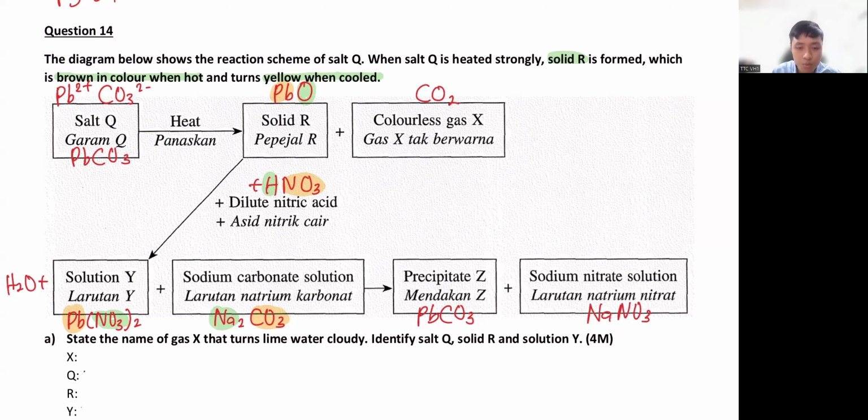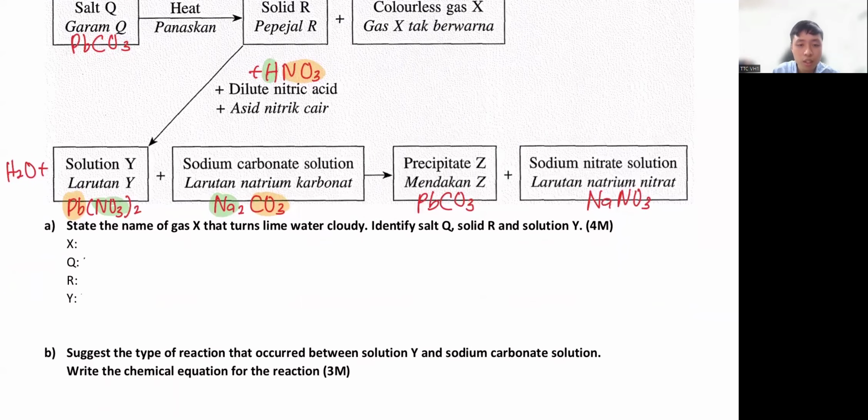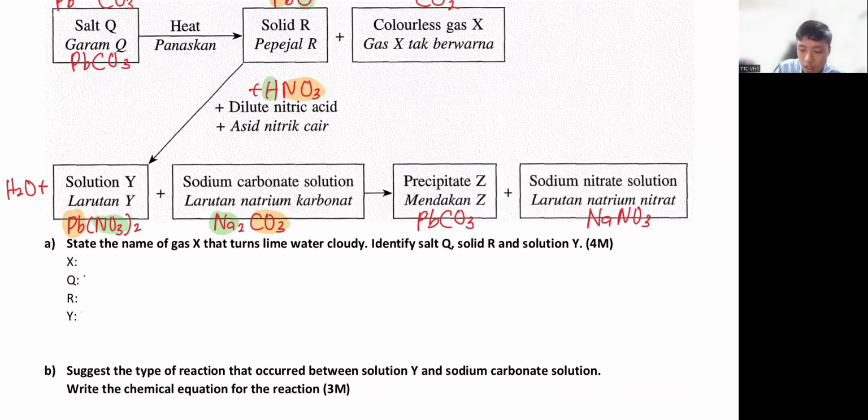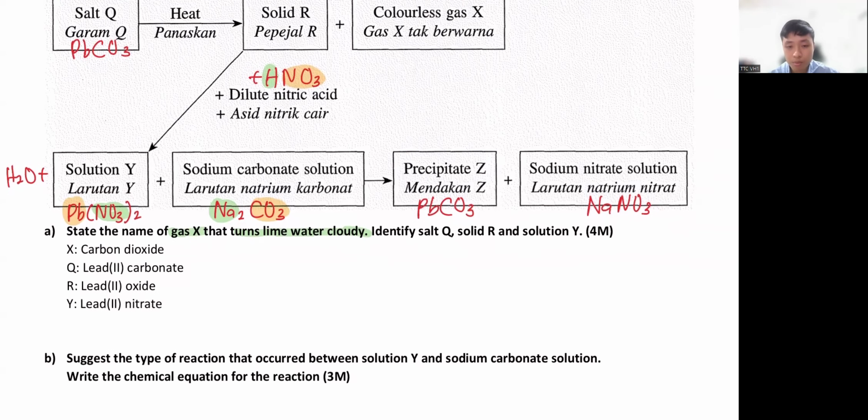Okay. So you can write down gas X. One more thing is confirmed: gas X can turn lime water cloudy. So it is carbon dioxide. For Q it is lead carbonate. R, what is R? Where is R? Oh, PbO, lead oxide. For Y it is lead nitrate.